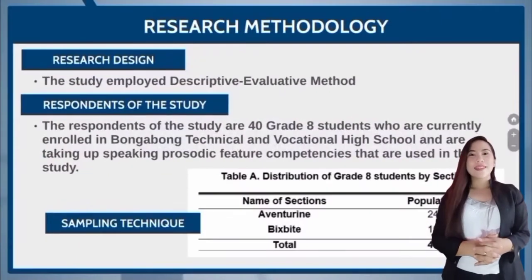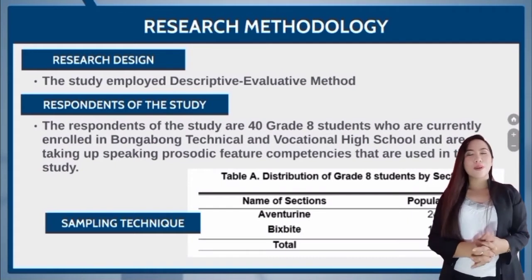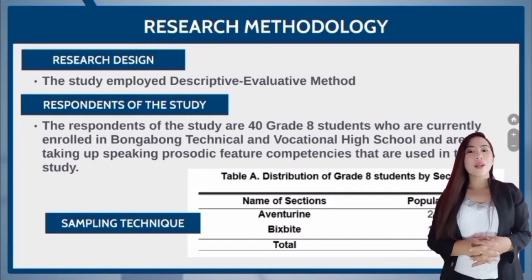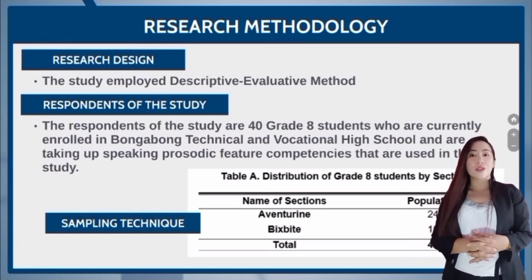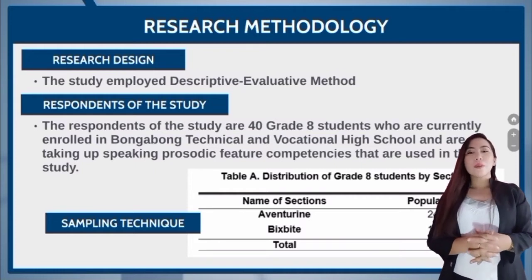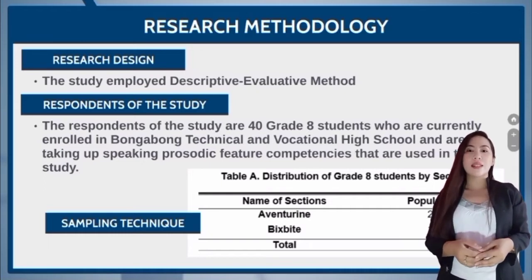This chapter presents the statistical tool that was used in analyzing and interpreting the data pertaining to the variables of the study. Research methodology. Research design. This study employed the descriptive evaluative method. Respondents of the study. The respondents of the study are 40 grade 8 students who are currently enrolled in Bungabong Technical and Vocational High School and who are taking up speaking prosodic features that are used in the study. Sampling technique. The study employed the total population sampling technique in order to examine the entire population with a small size that has a particular set of characteristics.